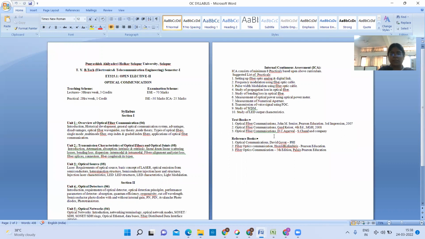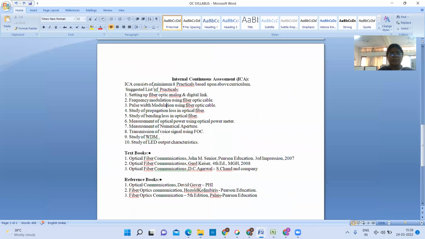Okay, so I will just classify these experiments. Just see what I want to tell. See, the first 3 experiments: setting up a fiber optic analog link and digital link. What we are going to do in that experiment is transmit the analog signal and transmit the digital signal. That is the meaning of fiber optic analog link and digital link. So we have to transmit the analog signal as well as the digital signal through fiber optic cable.